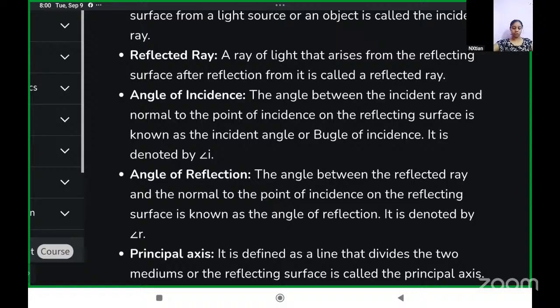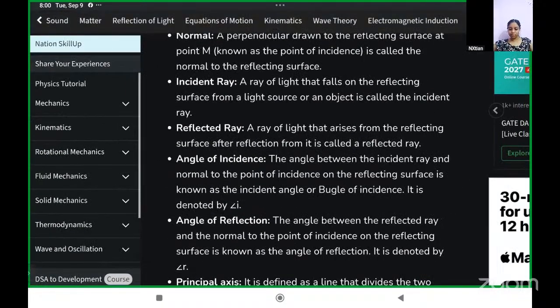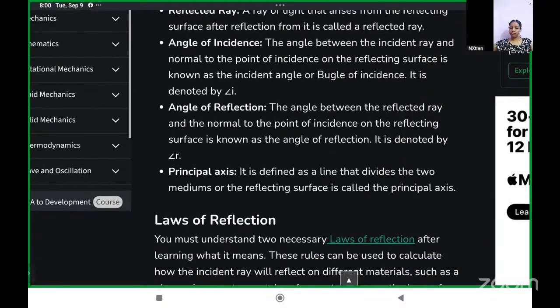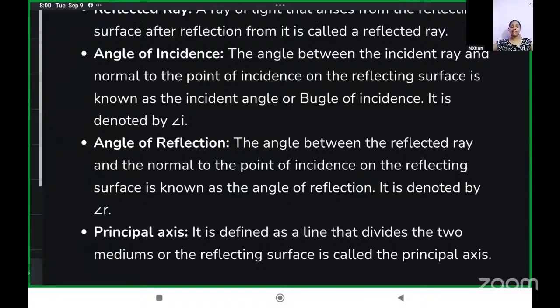Can you go a little up? Ma'am, principal axis is not there for us, right, ma'am? Principal axis is not there for you. You can write this down, but it is there in the creation of image. Ma'am, I won't write it down because I don't understand what it is. Okay. I'll explain what it is to you.